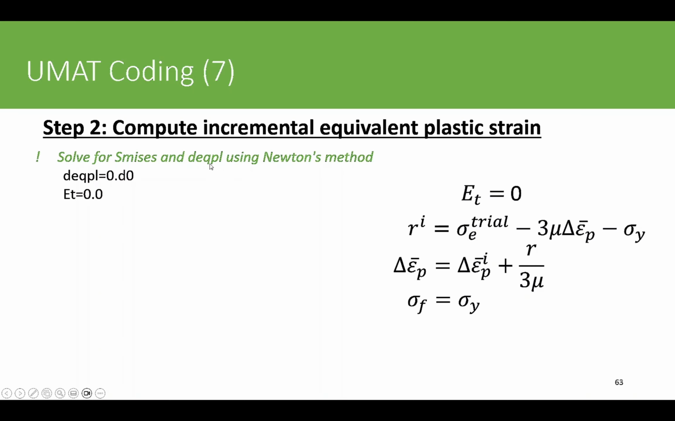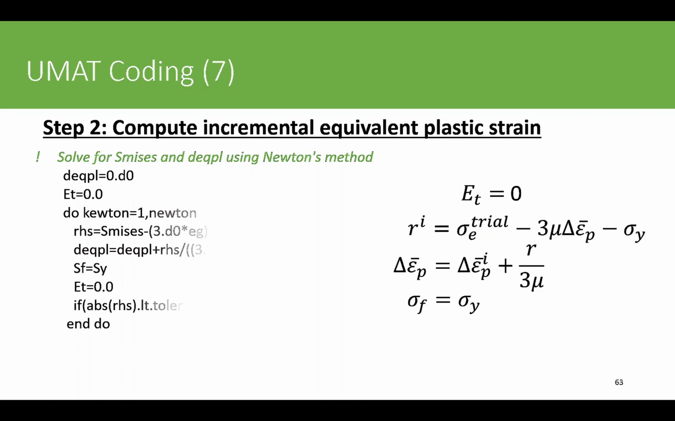Okay, so to compute the D equivalent, we need to use this residual, which I again explained in the last part, which is a function of the equivalent trial stress, which we already know the value of from the previous slide. 3 mu, we already know the values, and we need to compute this value. That's what we are after. Sigma y is the material property, and then based on the Newton method, we will find delta epsilon p, which is the equivalent plastic strain increment, using the previous value, making this residual 0 over 3 mu. And in this case, sigma f is sigma y, because there is no hardening. So that's what I have done here again.